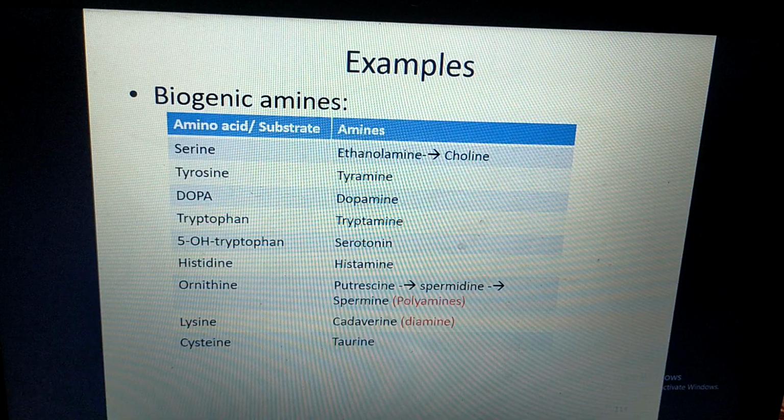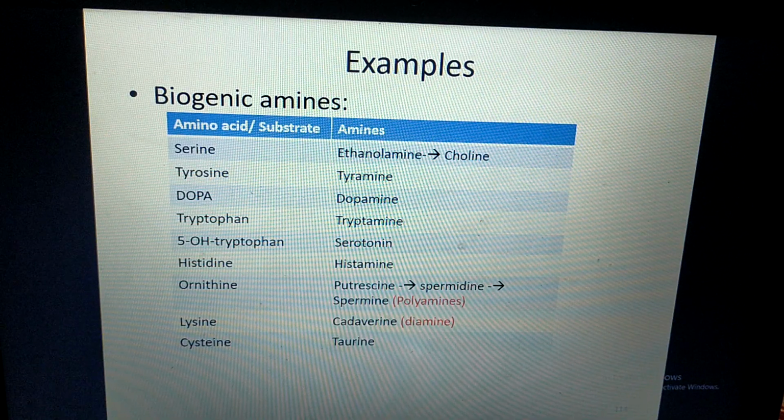Serine on decarboxylation forms ethanolamine, which later on forms choline. Tyrosine on decarboxylation forms the monoamine called tyramine. Dopa on decarboxylation forms dopamine. Dopa is basically formed from tyrosine. Tryptophan on decarboxylation forms tryptamine. 5-hydroxytryptophan, which is the derivative of tryptophan, on decarboxylation forms serotonin. Histidine on decarboxylation forms histamine.